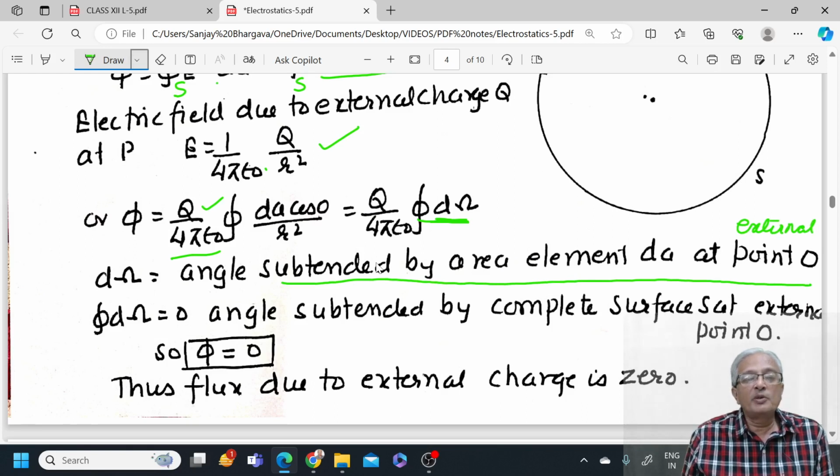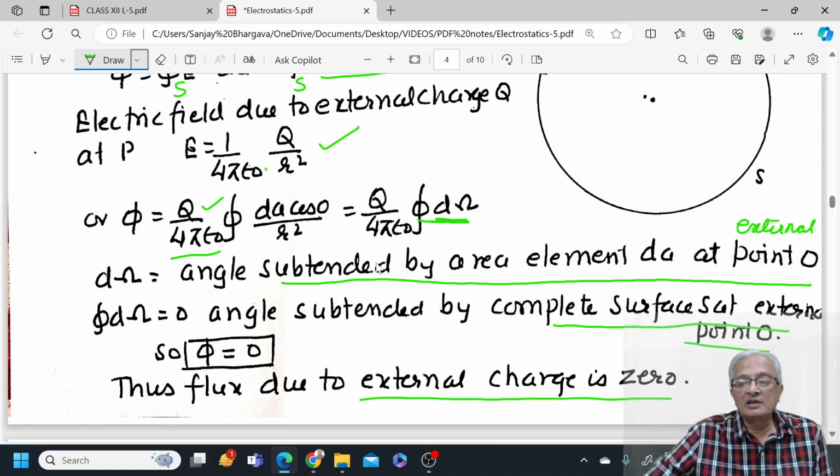And integration d omega would be 0. Why? Because the angle subtended by the complete surface at an external point O would be 0. So flux due to external charge is 0.